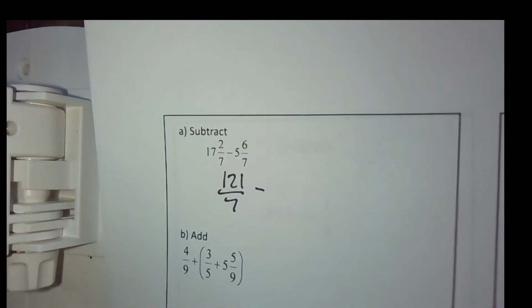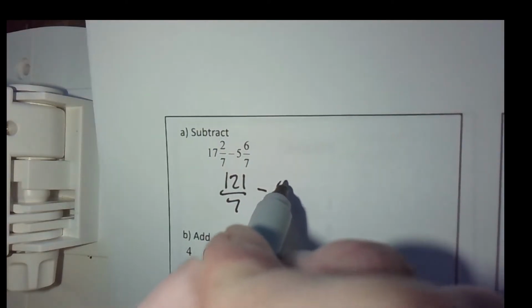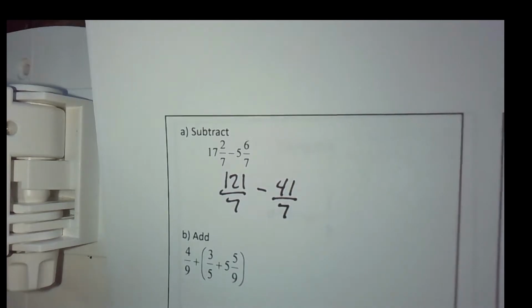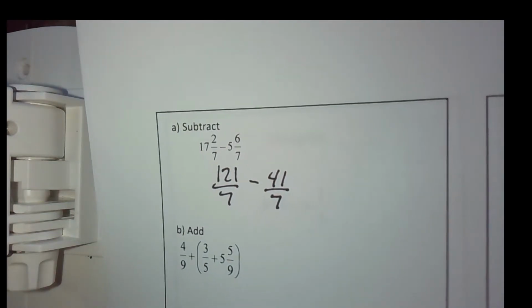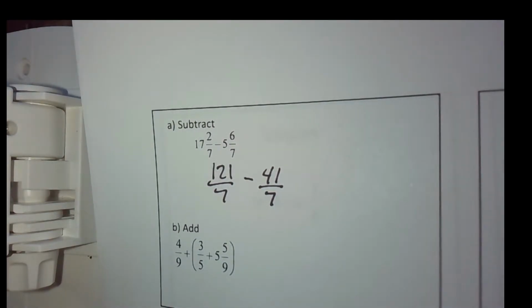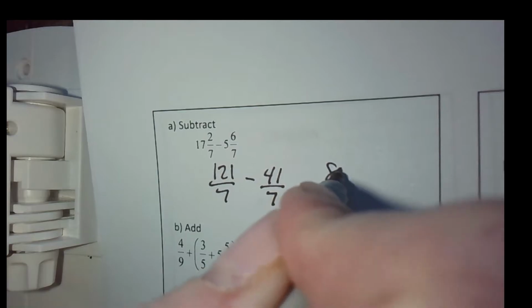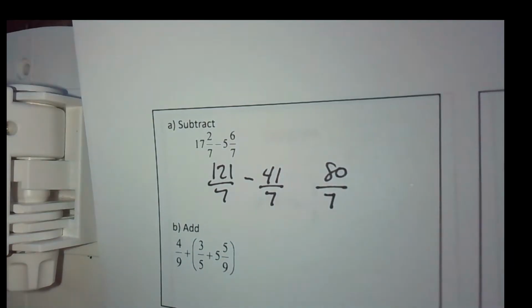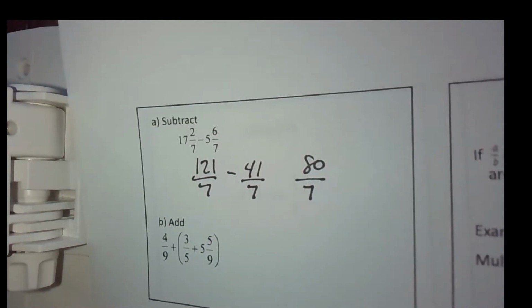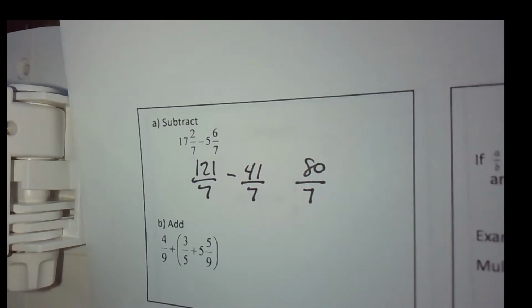Minus 5 times 7 is 35. Plus 6 is 41 over 7. So that's about as large as they're going to get. So 121 over 7 minus 41 over 7, and that would be 80 over 7. Then you can change it back to a mixed number.